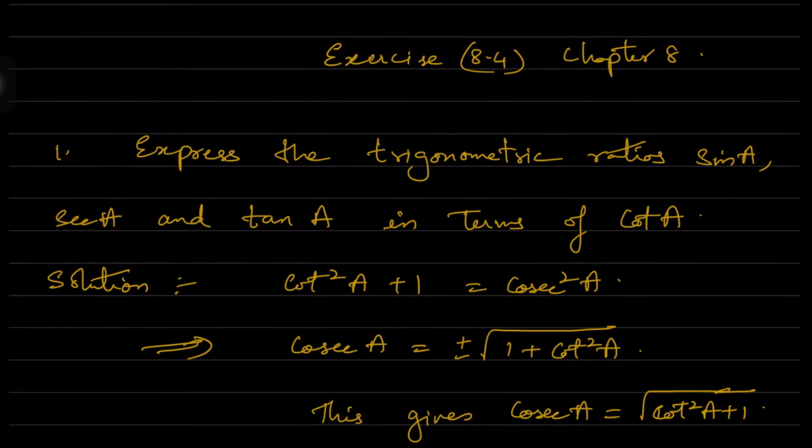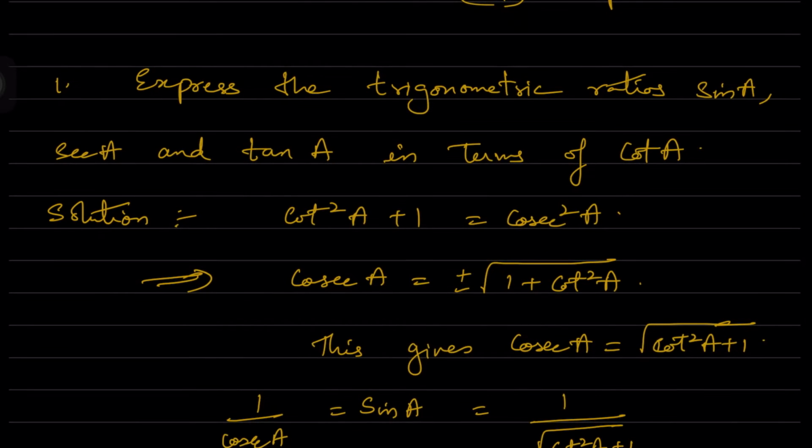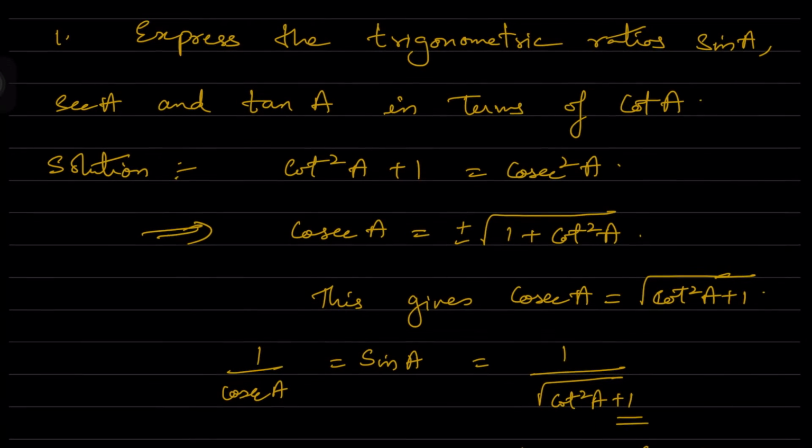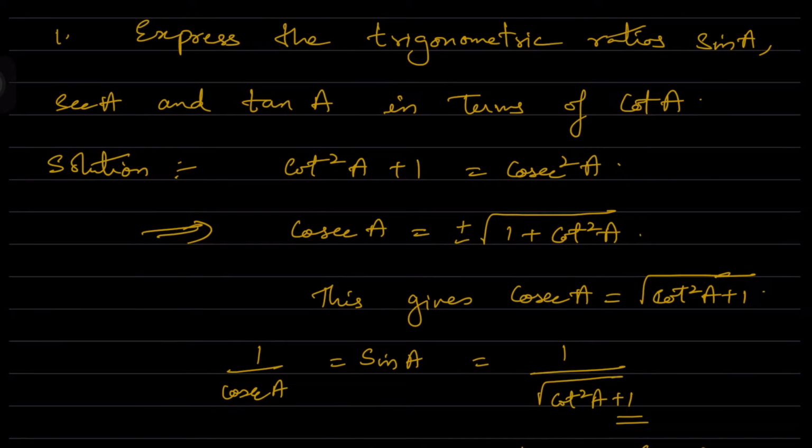Okay, trigonometry exercise 8.4, chapter 8. Express the trigonometric ratios sin A, secant A and tan A in terms of cot A. So I have written cot square A plus 1 is equal to cosecant square A. Cosecant A is equal to plus or minus root of 1 plus cot square A. This gives cosecant A is equal to root of cot square A plus 1. I have just reversed it, 1 plus cot square A.